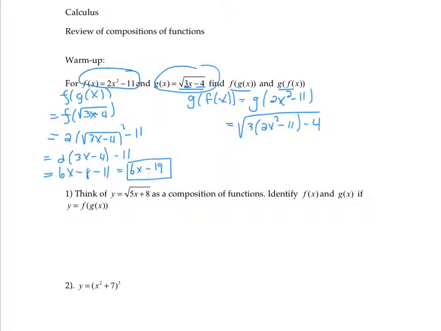Okay, next, simplify that. By distributing that 3, we get 6x squared minus 33 minus 4. So we have the square root of 6x squared minus 37. And that's our final answer. Okay, so we can see that the two compositions are different. They're formed in different ways, but they're, again, made up of two functions.